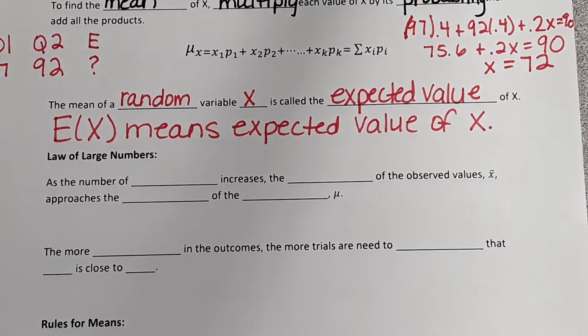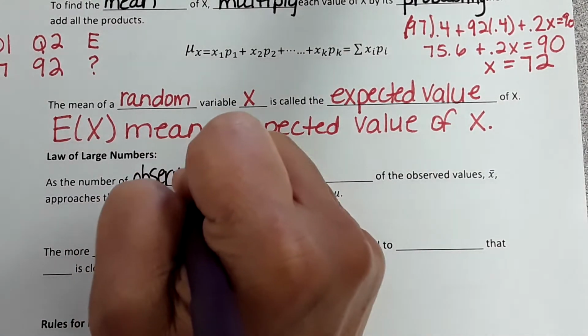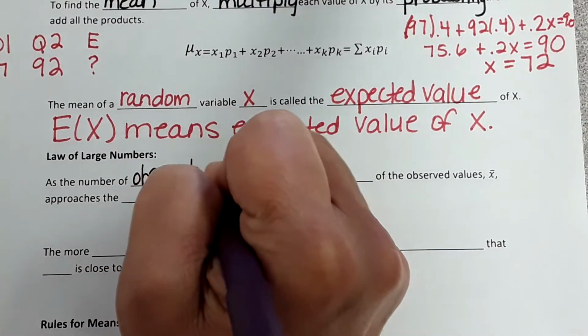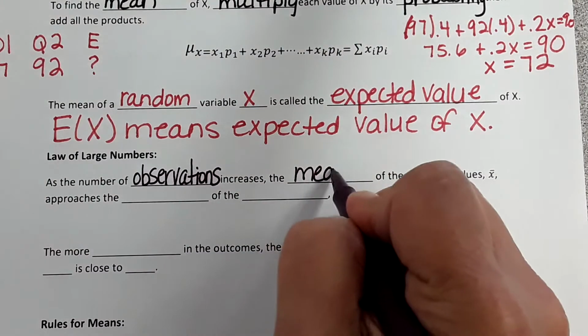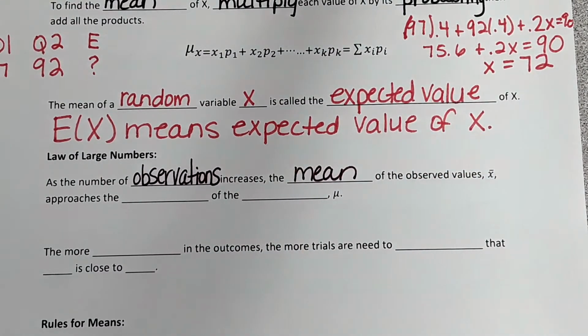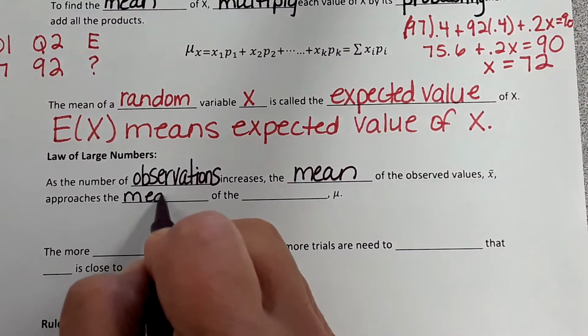Everyone knows it's going to be Lucas, right? So, as the number of observations increases, the mean of the observed values of x approaches the mean of the population, mu.